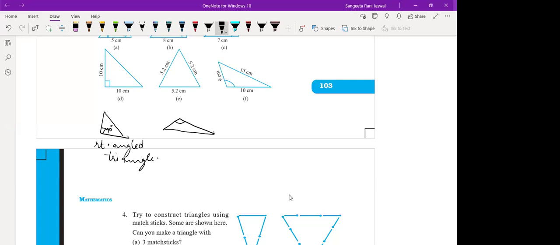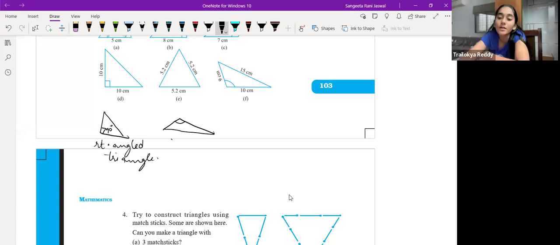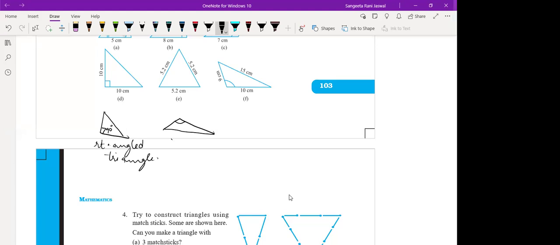Whenever there is at least one obtuse angle, we call that type of triangle... Trilokya, what do we call that type of triangle? Ma'am, obtuse angle. Yes, we call them obtuse angled triangle. Okay, obtuse angled. There is at least one obtuse angle.